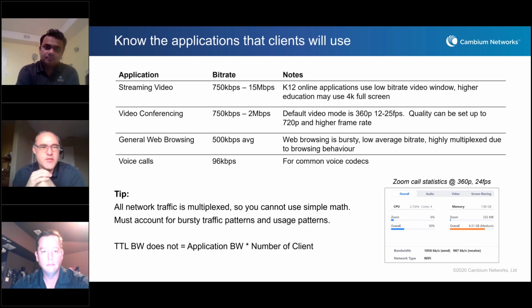Voice calls, as Zeef mentioned, when you're just on a voice call, your bandwidth is going to be 100 kilobits per second, maybe a few hundred kilobits per second. So take a look at the applications and understand how they behave in the network, and it's going to give you a lot of clues as to what sort of density you need to design the network.